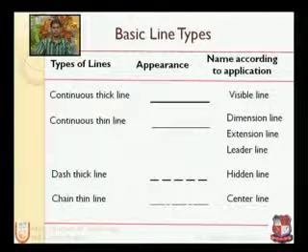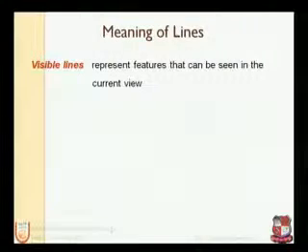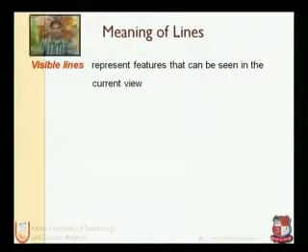Chain line. Another important line is the chain line. Mostly we use it as a center line. So what are the meanings of these lines? Visible line, what does it say? Visible line represents features that can be seen in the current view. The edges, surfaces, contours, or the radii, chamfers and fillets can be drawn by visible line.